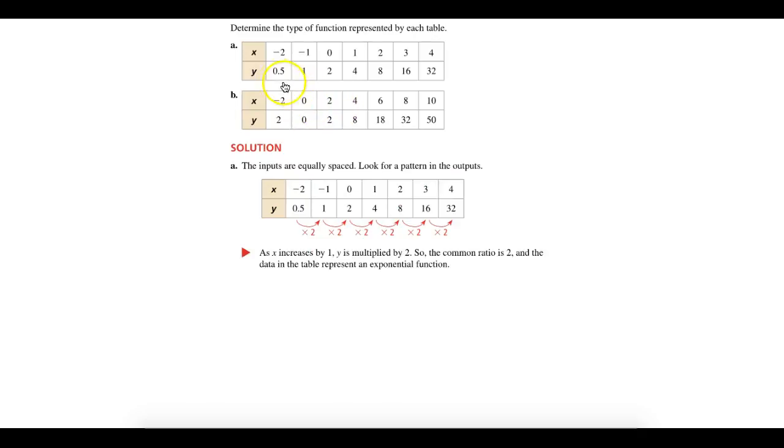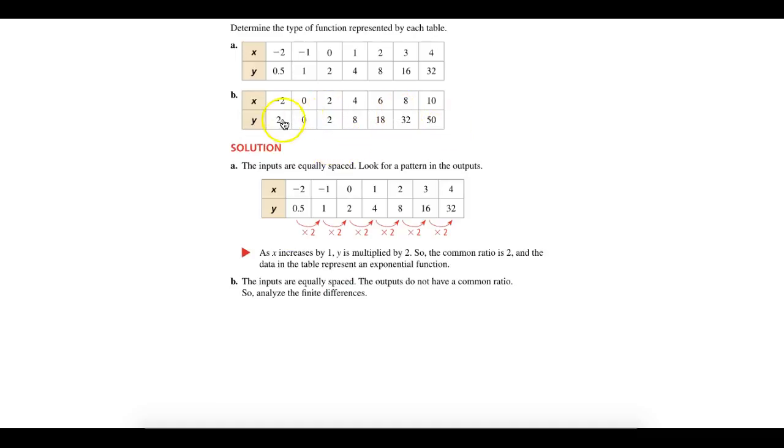For part B, we've got a table here, and again, first thing you want to do is check that your x values are evenly spaced apart. So in this case, we're going up by 2: -2 to 0 is 2, 0 to 2, 2 to 4, 4 to 6, 6 to 8, 8 to 10. We don't always have to be spaced out by 1 unit. As long as we have an equally spaced data set, then we can look for patterns in our y values.